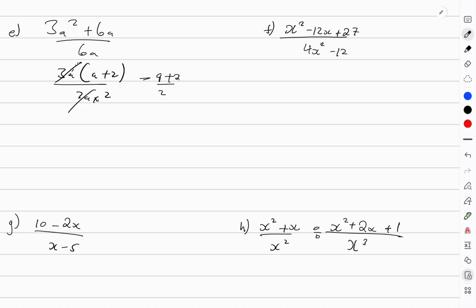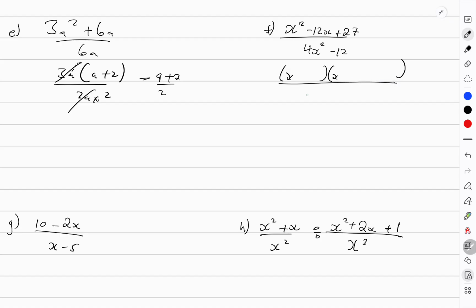Let us look at this letter F. Letter F, we are going to factorize first. Therefore, I'm going to open two brackets. It's factorization by trinomial here. x, what should I multiply? Which two numbers, when I multiply, give us 27, but when we add them, give us 12? What are those two numbers?